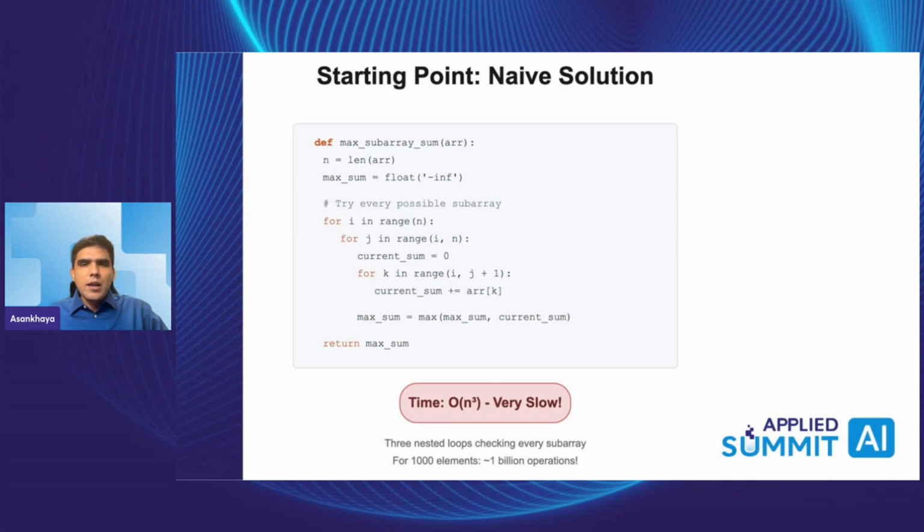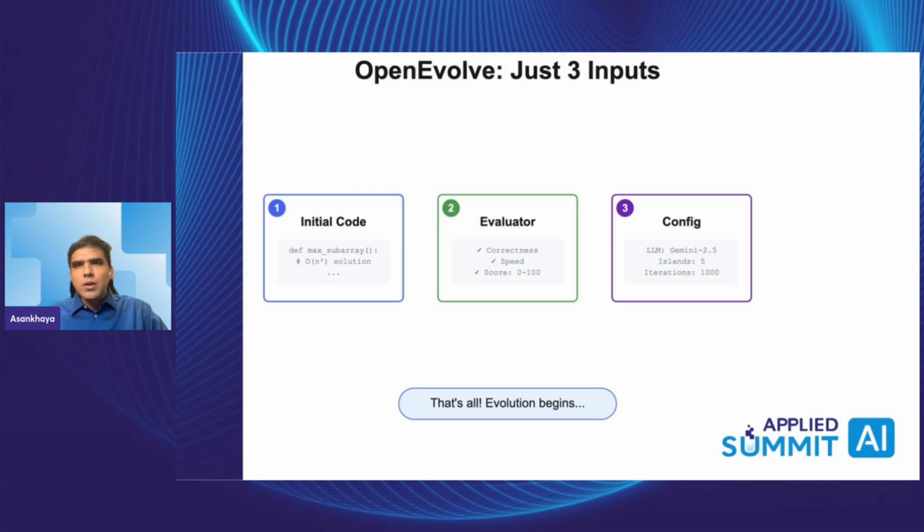Now if you look at the time complexity of this naive solution, it's going to be order n cubed, right? Which is very slow. It takes 3 nested loops. So we could start with some solution like this, and that could be your initial code that either you have written or that has been generated by some other LLM, right? And after this, what you need for OpenEvolve is just 3 things. One is the initial code. Second, you need to have an evaluator, which will be used to compute some score, which will be guiding the evolutionary process.